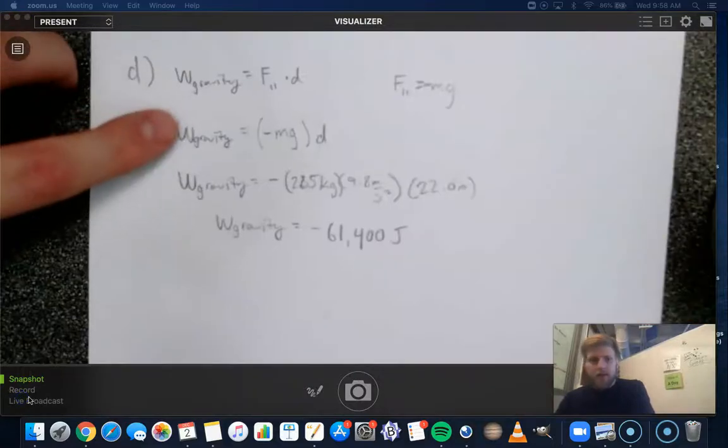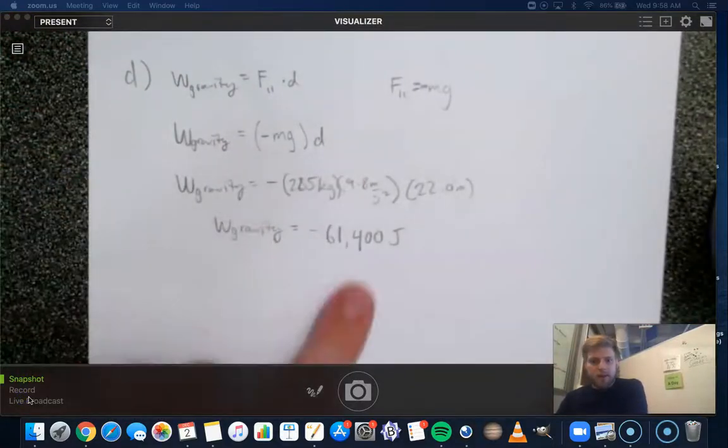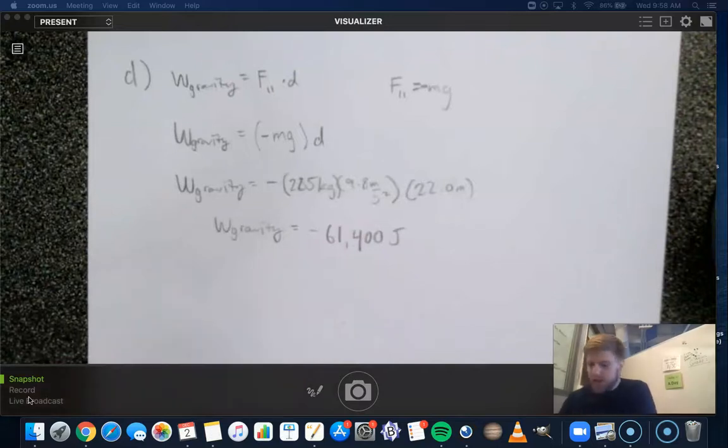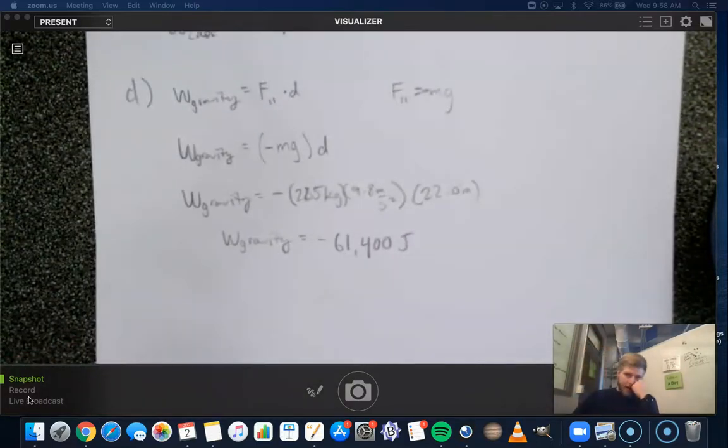So I had left off right here at the work done by gravity, and I plugged all the numbers in. We get negative. It's important that it's negative. This is energy being removed from the system, or gravity's trying to work against the work done by the tension. So anyway, the work done by gravity is around negative 61,400 joules.